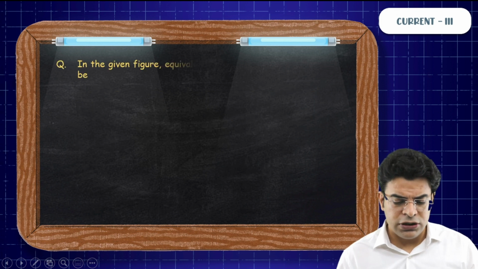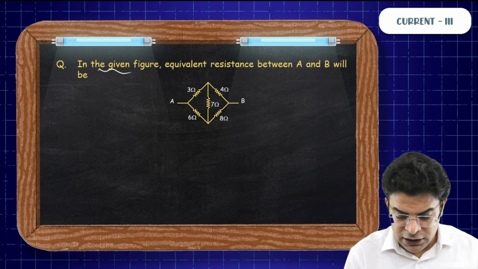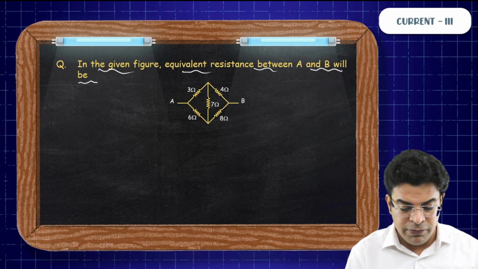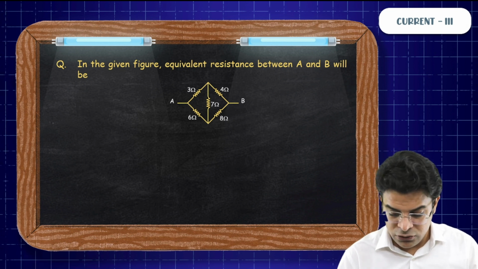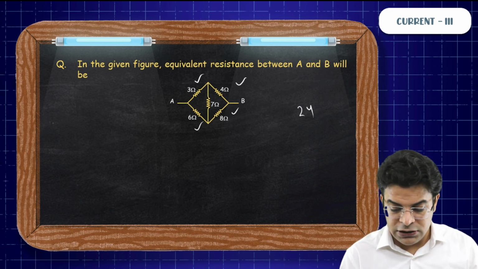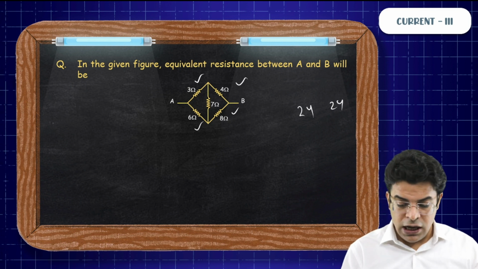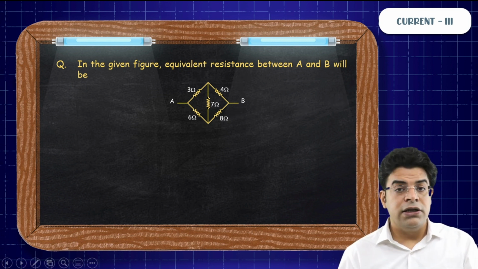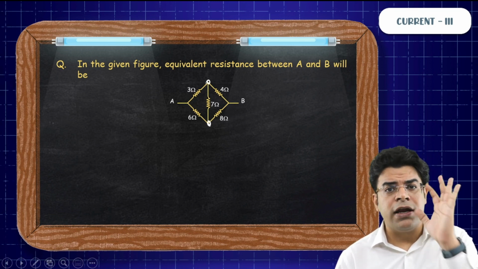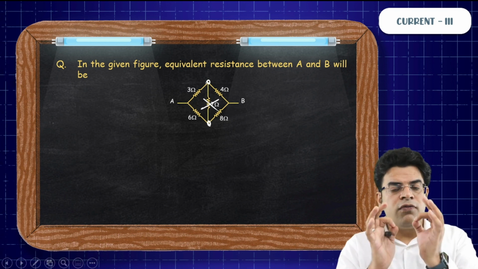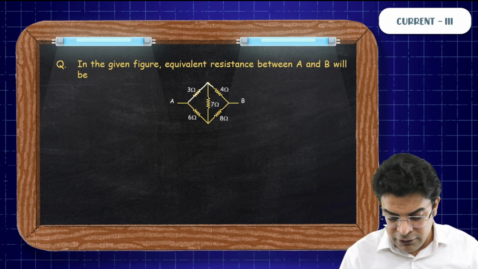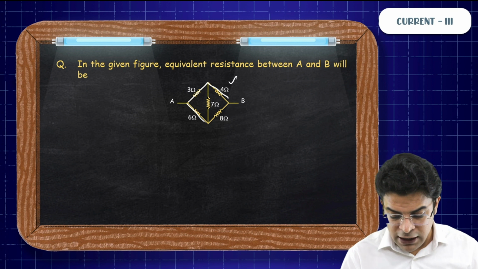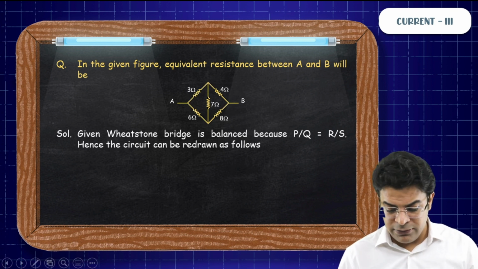So let's do some questions based on Wheatstone bridge. The first question goes like, in the given figure, the equivalent resistance between A and B will be. First of all, you need to check whether this is a balanced Wheatstone bridge or not. So 3 into 8, 24, 6 into 4, 24. Since R1 R4 equals R2 R3, the potential of these 2 points will be the same. As the potential of these 2 points is the same, no current will flow through the 7 ohm. As no current will flow through the 7 ohm, throw it out of the circuit. Once you throw it out, the upper line will have a resistance of 7 ohm, the lower line will have a resistance of 14 ohm.